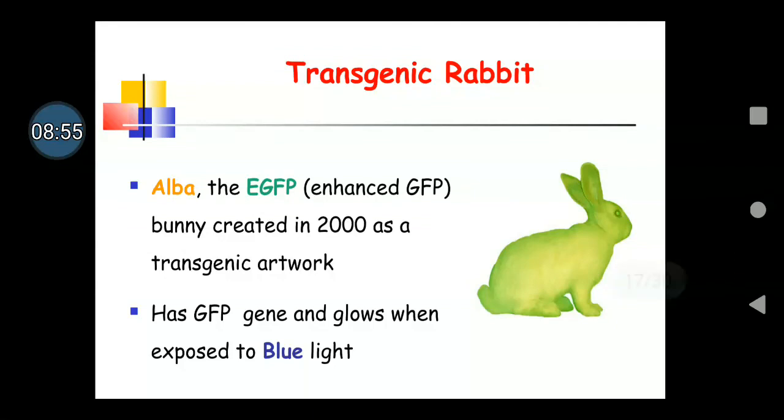Next one is transgenic rabbit. The transgenic rabbit is called Alba, named. It is having EGFP, that is enhanced green fluorescence protein. This green fluorescence protein is incorporated into the rabbit by transgenetic mechanism. The bunny, which is created in 2000 as a transgenic artwork, has a GFP protein that glows when exposed to the blue light. Previous one is ultraviolet light. This is an enhanced GFP that glows in the blue light.